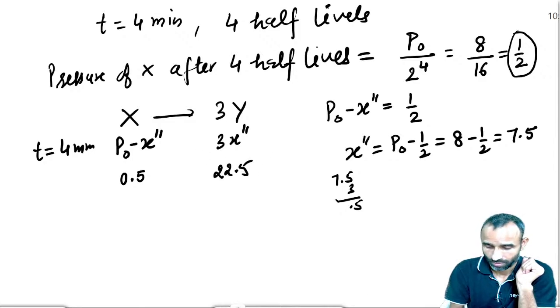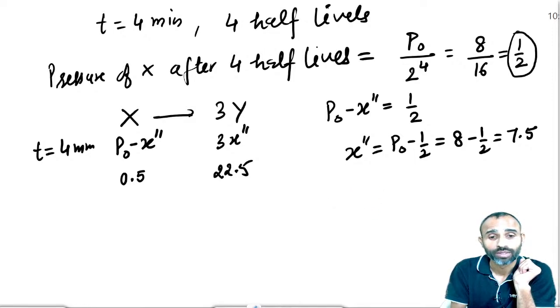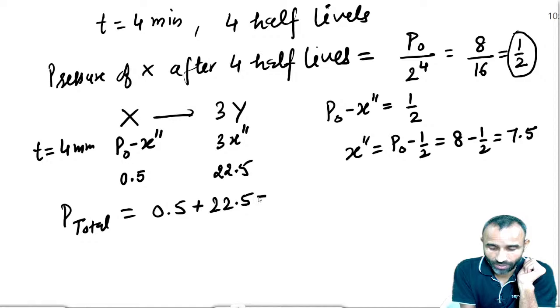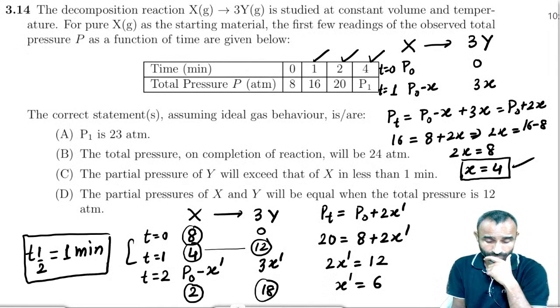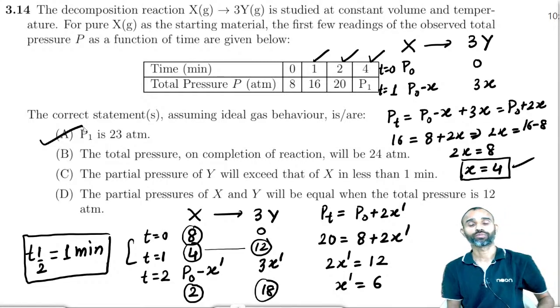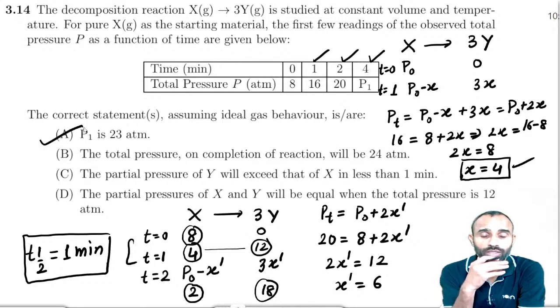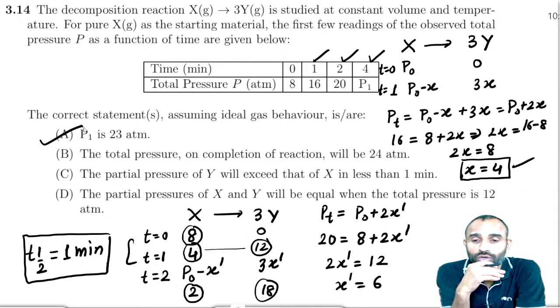That means total pressure after 4 minutes is equal to 0.5 of x plus 22.5 of y. It comes out to be 23 atmosphere. That means the first option is correct. P1 is 23 atmosphere. Now total pressure on completion of reaction will be 24.